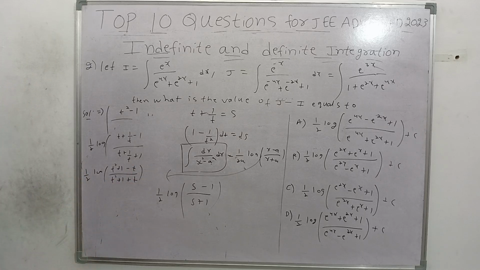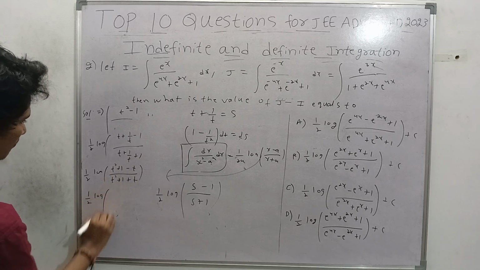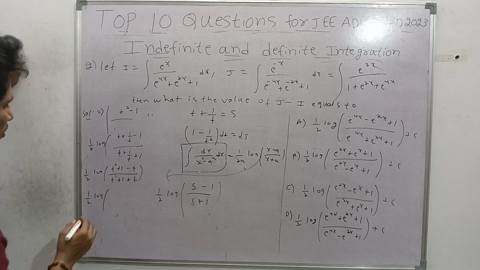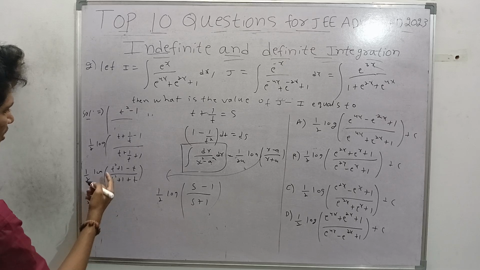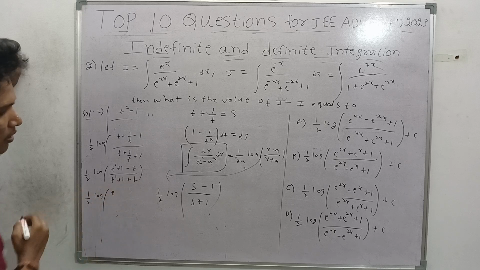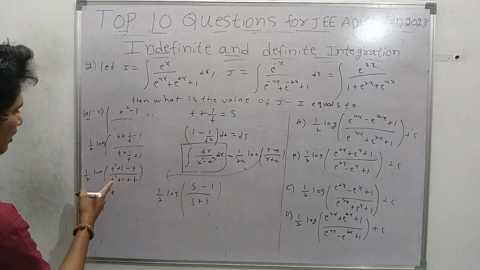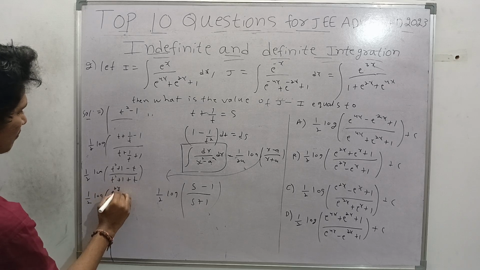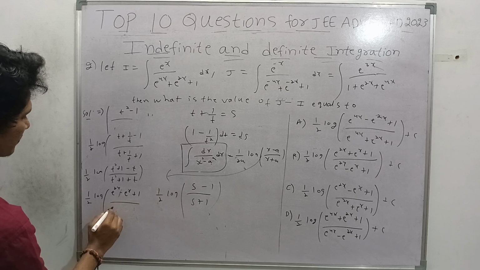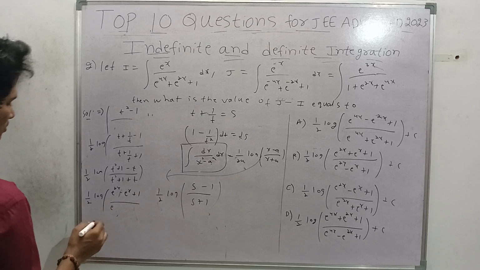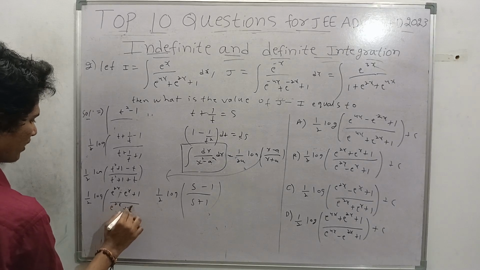And what is t here? t we assumed as e power x. So half log of e power 2x minus e power x plus 1 divided by e power 2x plus e power x plus 1.